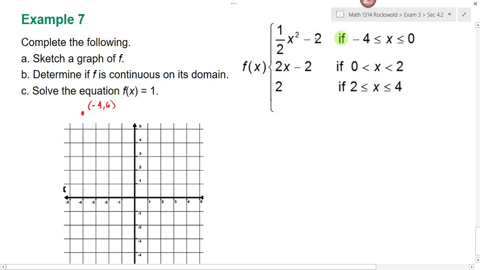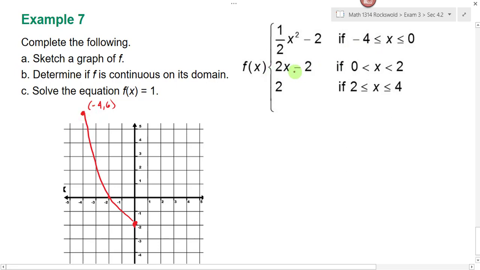When x is equal to 0, I end up with y equals -2. So I put a closed circle there. I need another point in between to check the curve. Because of the half, I have a feeling that I'll get a nice number here with -2. If x is equal to -2, half of 4 is 2, and 2 minus 2 is 0. I have another point here. So I'm connecting these points with a quadratic shape. And because I have definite endpoints here, I have dots that are filled in.